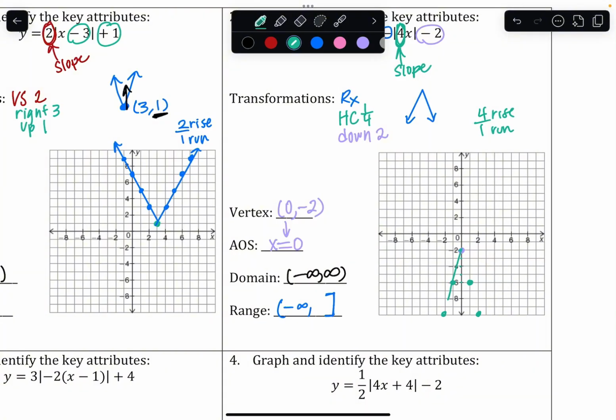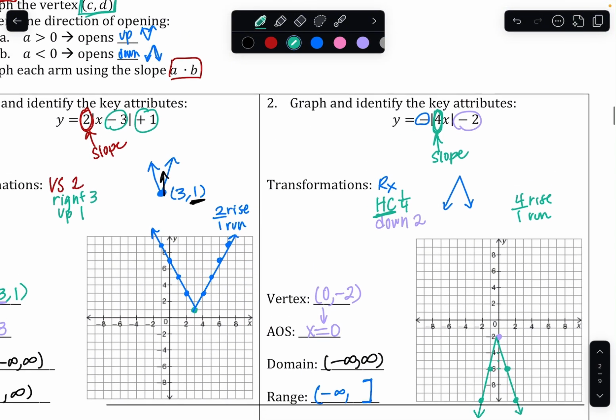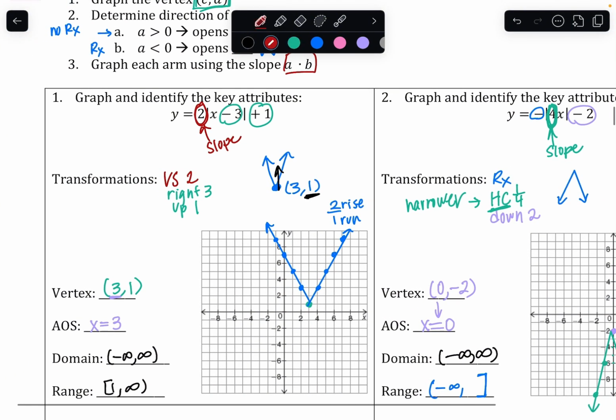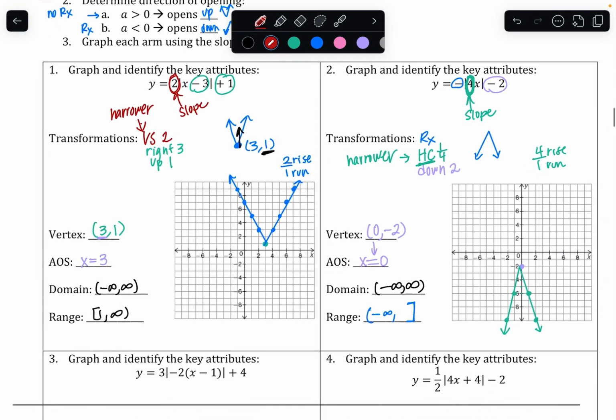Okay, and so this slope of 4 makes it narrower, which makes sense because we said it was a horizontal compression. That means it's going to be narrower. So when you horizontally compress, it looks narrower, which means we had a steeper slope. And same with a vertical stretch. Anytime you vertically stretch something like a rubber band, it's going to look narrower. And so both cause a narrower V shape.